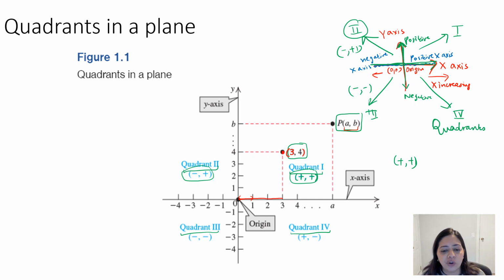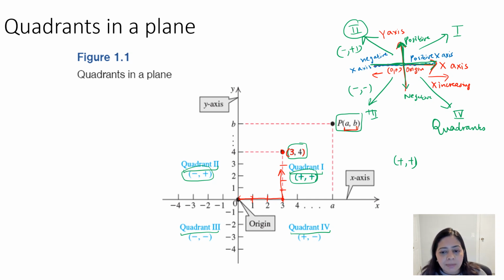So keep the scale uniform. This is my 1 unit on the x-axis. So 1, 2, 3 takes me here, and then from here I want to go 4 steps up. So 1, 2, 3, and 4. This is where I reach. So (3, 4) means 3 units on the x-axis, 4 units on the y-axis.